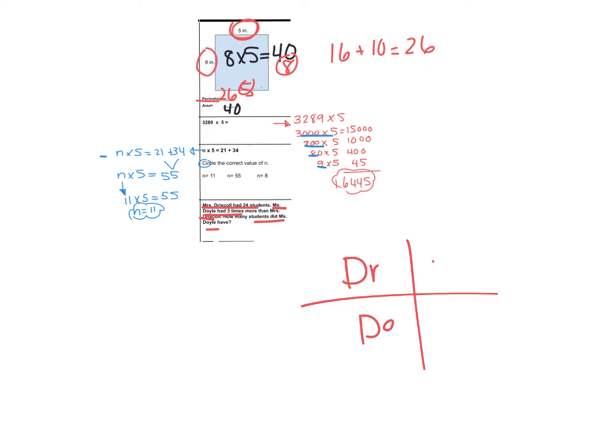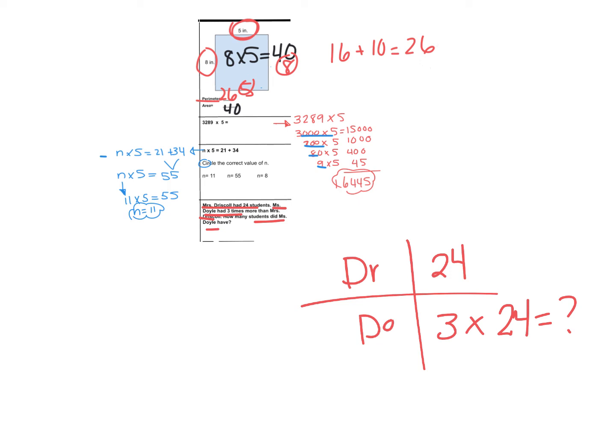Mrs. Driscoll has 24 students. Miss Doyle had 3 times more. Wow, that's a lot. 3 times more than Mrs. Driscoll. And if Mrs. Driscoll had 24, then we can find this part out. So we would need to multiply 3 times 24.